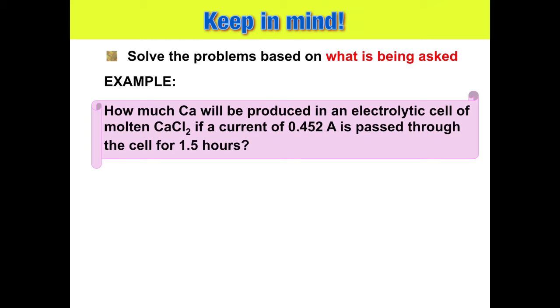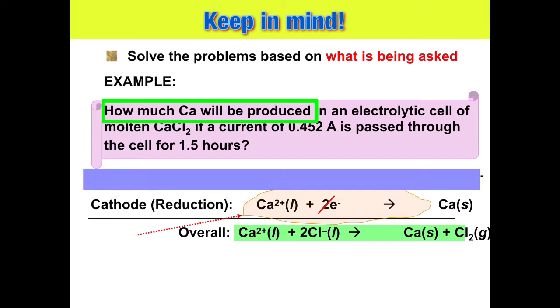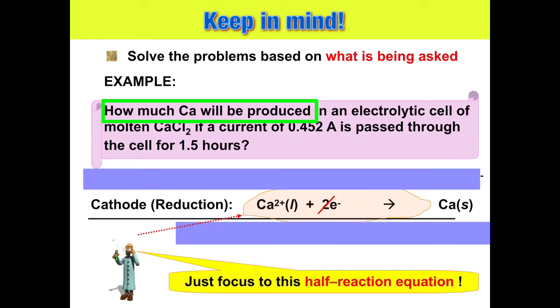For example, how much calcium will be produced in an electrolytic cell of molten CaCl2 if a current of 0.452 ampere is passed through the cell for 1.5 hours? In this electrolytic cell, the half-cell reactions and overall cell reactions are as follows. But if you read the question properly, the question asks for calcium only. So, in this question, we do not need to pay attention to the anode or the overall cell equation because we will only focus on what was being asked, which is the half cell at the cathode, the equation for Ca only.